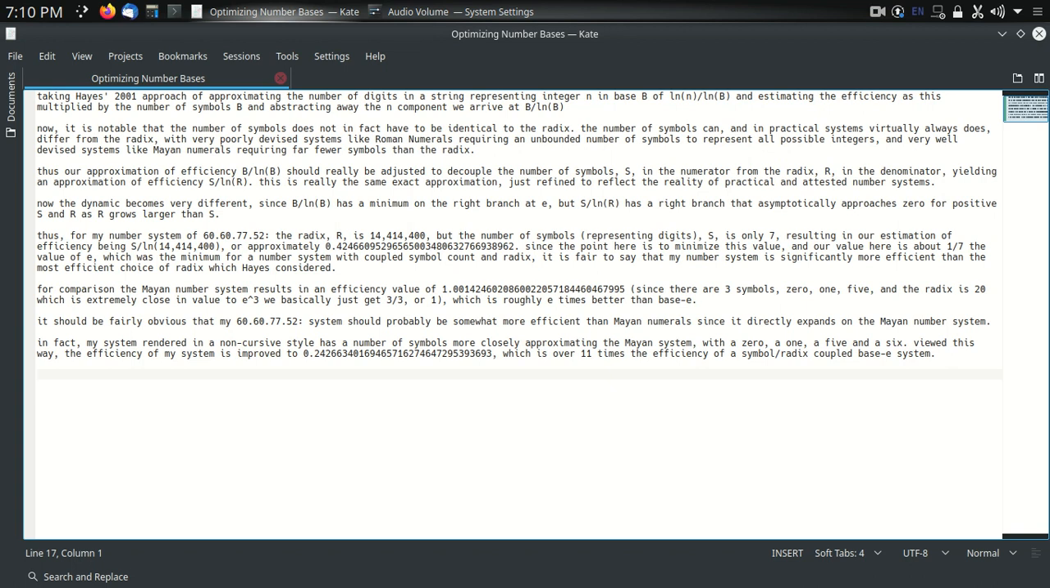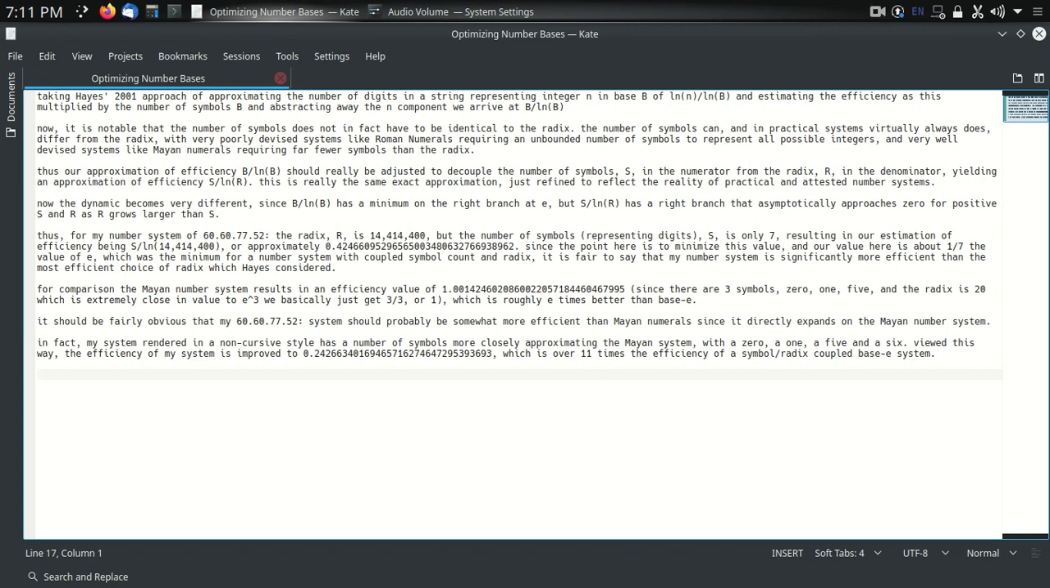Okay, so taking Hayes' 2001 approach of approximating the number of digits in a string representing integer n in base b as ln of n on ln of b, and estimating the efficiency as this multiplied by the number of symbols b and abstracting away the n component, we arrive at b on ln b. Okay, so this is a rough approximation. For ridiculously large values, it should become more and more accurate. It should be an asymptotic, roughly, behavior. So that's kind of important. For small numbers, they're going to do what they're going to do.